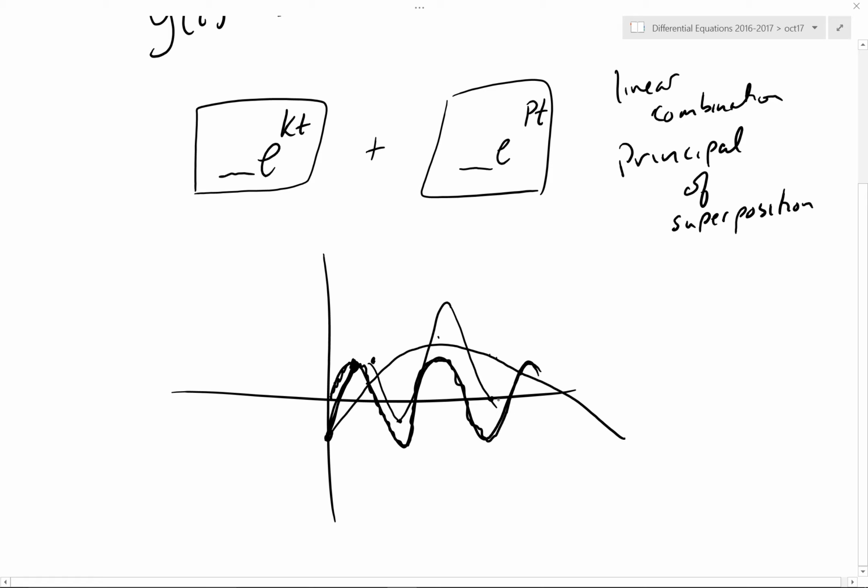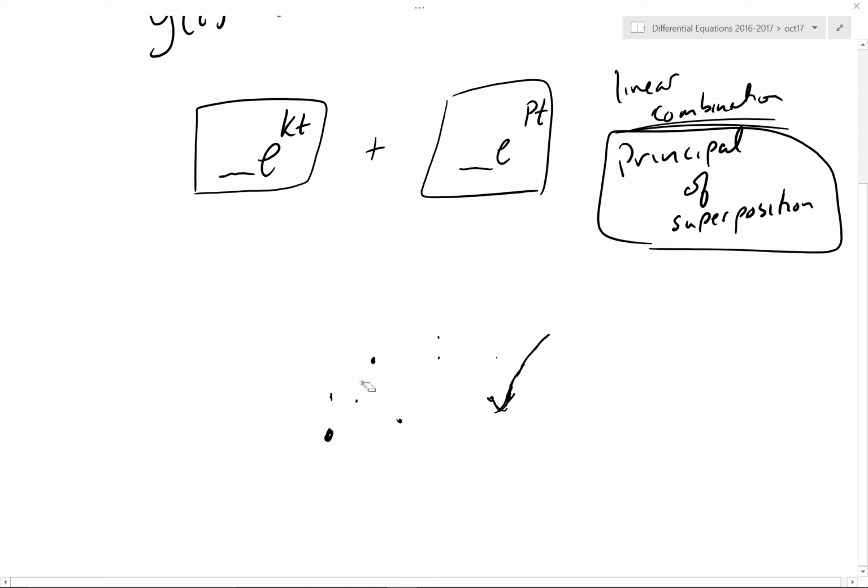Somewhere in here they're equal to 0, which is where I've crossed it, of course. And then here, this plus this is positive again, so we're back up to here somewhere, and so on. The idea is you just add these two functions together. That's called the principle of superposition, and the fancy way of saying it is they are a linear combination. Now, what does that mean?